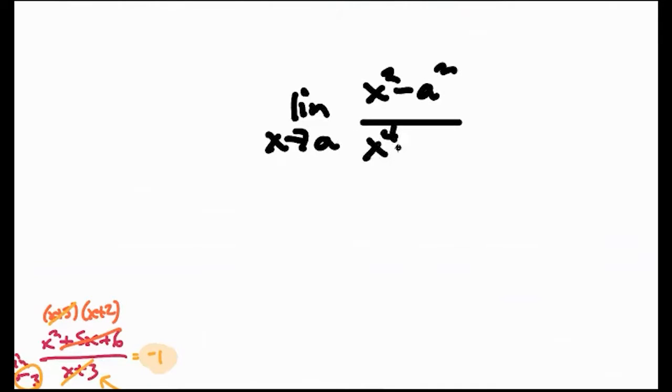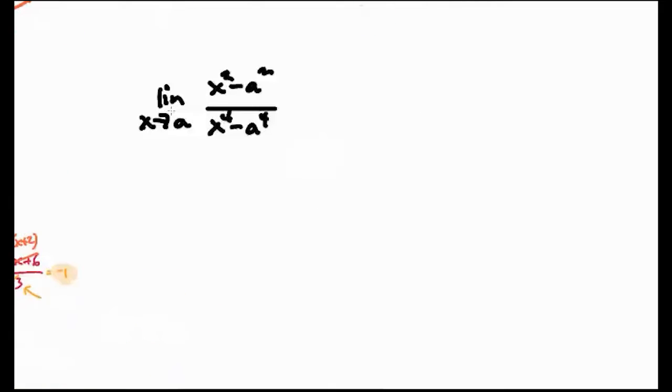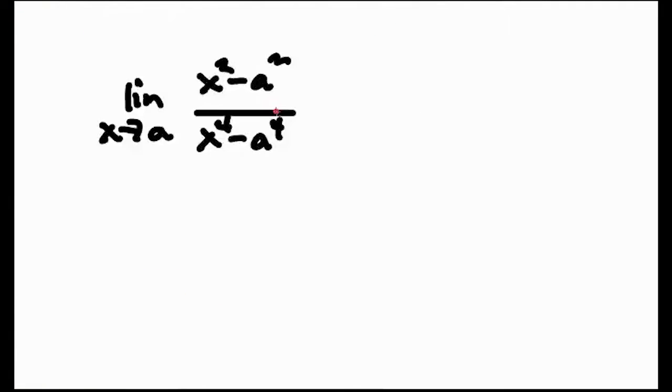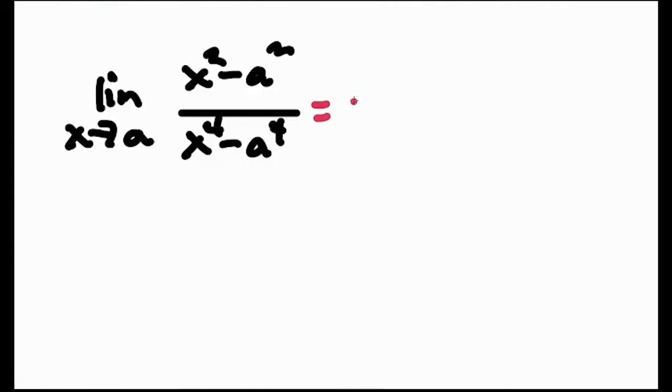We had the limit as x approaches a of (x squared minus a squared) over (x to the fourth minus a to the fourth). All right, so I'm going to show you two different ways of doing this. I think there's only two ways, maybe there's three. I'll do the factoring out first because it tends to be what students gravitate toward.